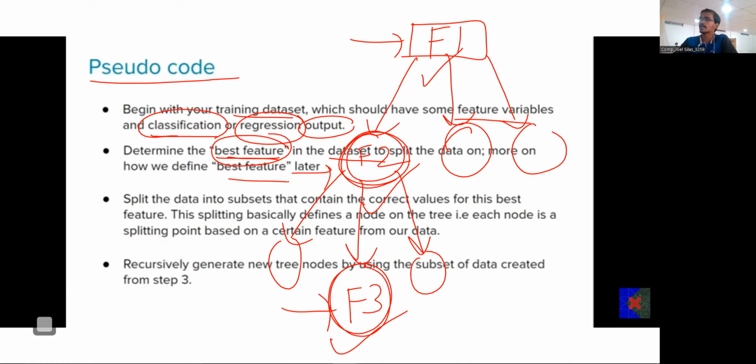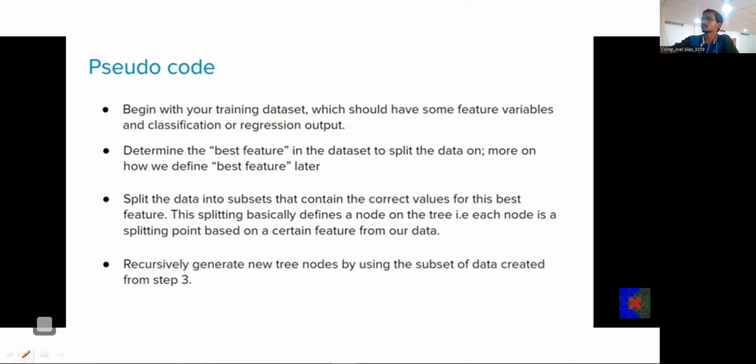Now splitting the data into subsets that contain the correct values for this best feature. The splitting defines a node on the tree. Each node is a splitting point based on a certain feature. So at each node, we perform certain splitting. And we need to recursively generate the new tree nodes by using the subset of data created from step 3.